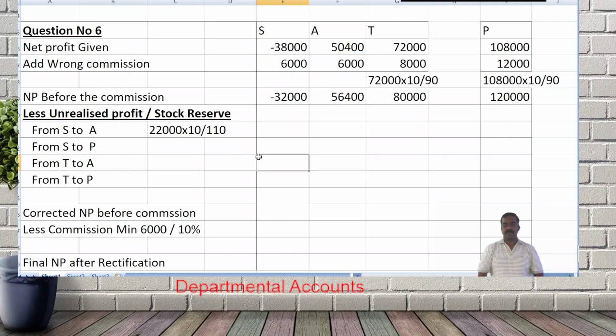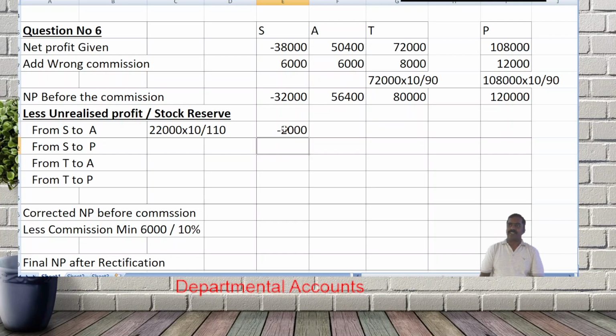Where will you remove this? Think. This is where many students went wrong. Who transferred the stock? S. To whom is it transferred? A. How much? 22,000 into 10 by 110. That is clear so far, right? Now from where do you remove that 2,000? Wait. Stock is with whom? A. Who charged the profit? S. From S you remove it.